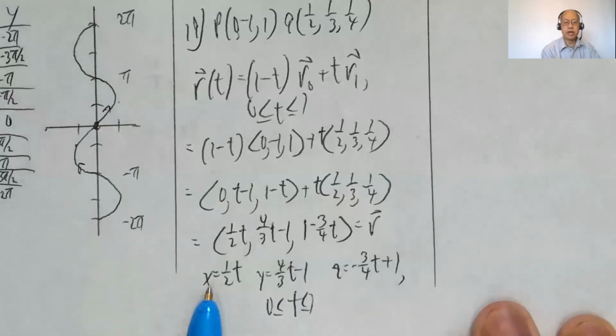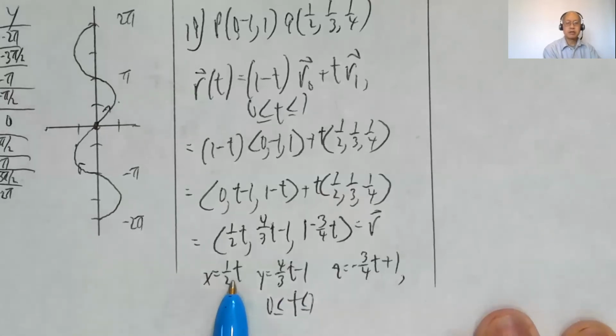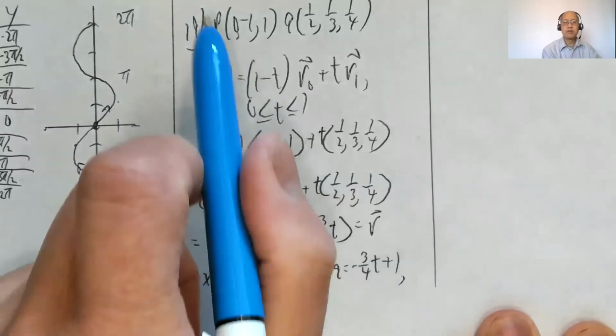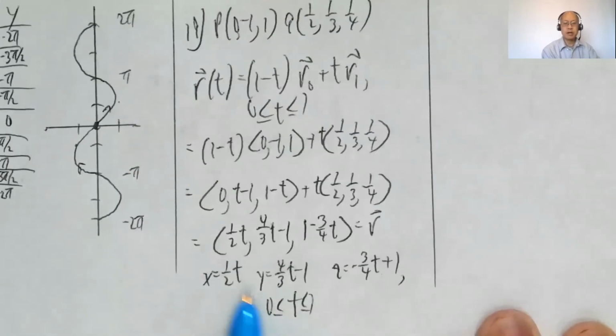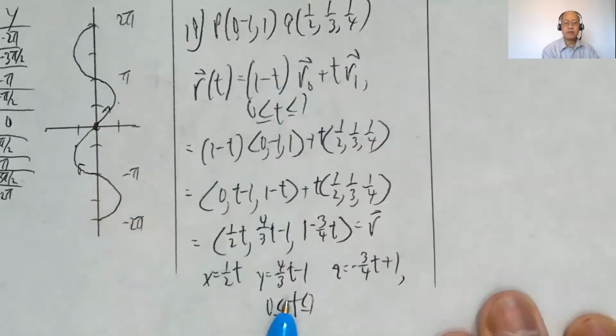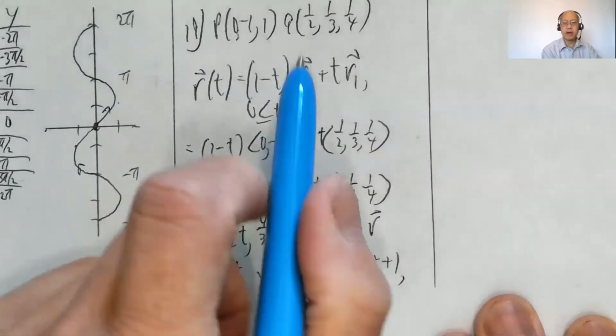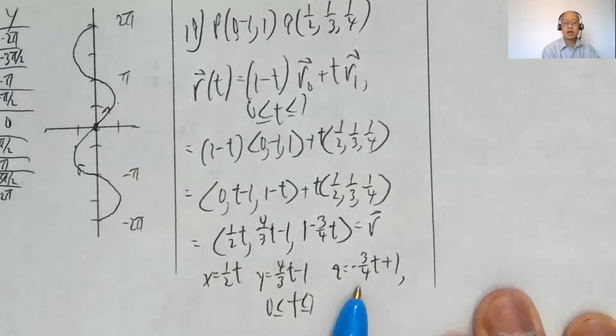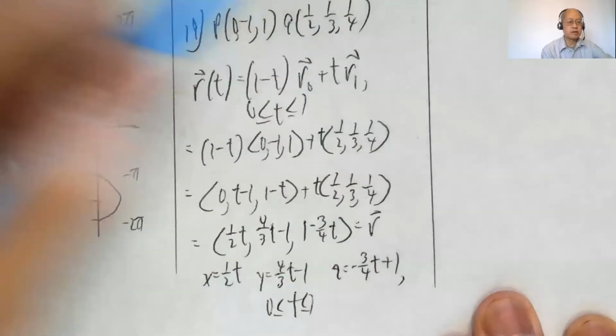And by the way, quick double check, what happens when you plug in 0? Plug in 0, you get 0, -1, 1. And what happens when you plug in 1? You get 1/2. 4/3 minus 1 is 1/3. And negative 3/4 plus 1 is 1/4. So it definitely works.